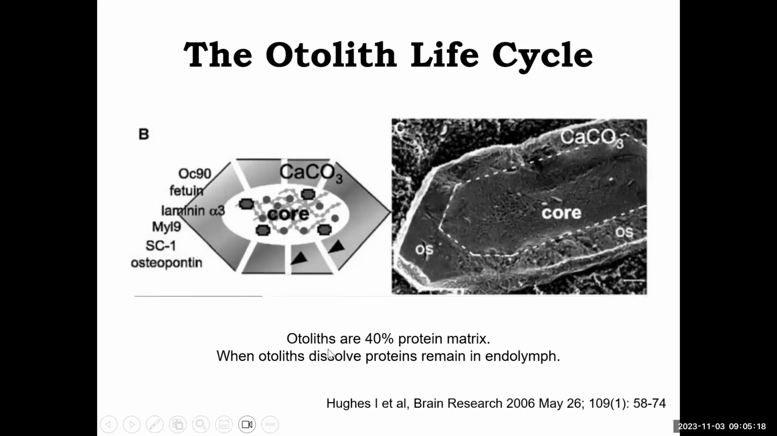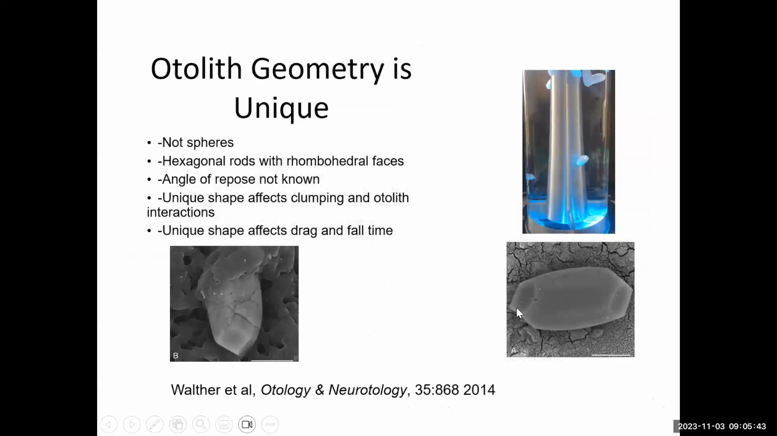Only about 60% of the otolith is actual crystal. And so you can imagine when otoliths degenerate, they leave protein behind in the endolymphatic fluids. These can cause complications, probably. They can cause density differences and may explain some phenomena which we see but don't understand in otolith disease.